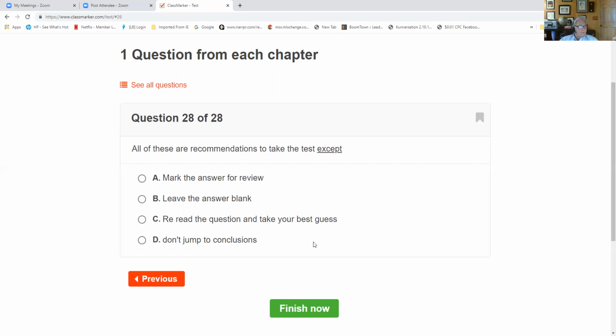This is chapter 28, recommendations on how to pass the test. All of these are recommendations to take the test except leaving answers blank. Do not leave an answer blank on the test. Fill it in. If you leave an answer blank, it just counts as if it was wrong. There's no extra penalty for having a wrong answer as opposed to just having a blank question. So answer all the questions on the test. And remember, these are recommendations except.